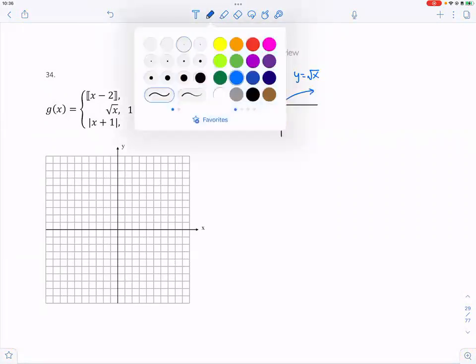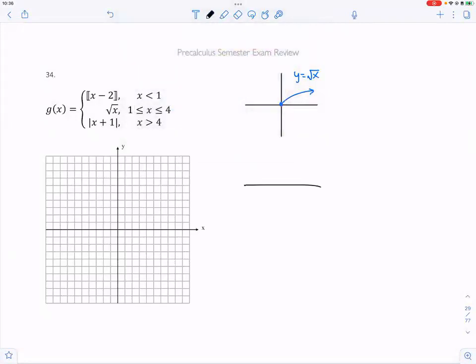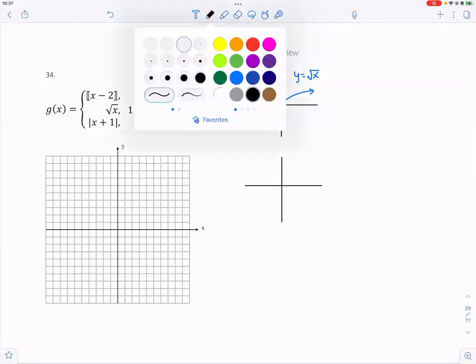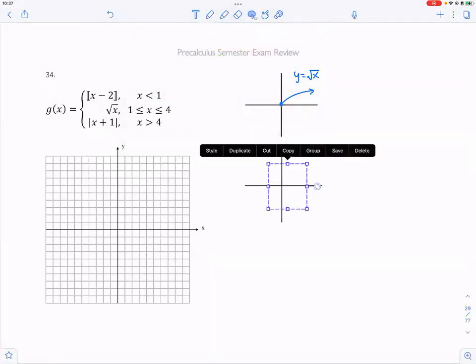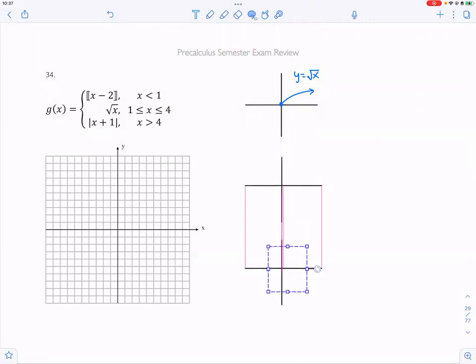Everyone should know how to graph the absolute value function, which is a V-shaped graph. Everyone should know that. Okay, let me go ahead and duplicate this first so that I don't have to draw it one more time. So the absolute value function should be pretty easy to draw. It's a V-shaped graph with a slope of 1 and -1. So y equals absolute value of x.